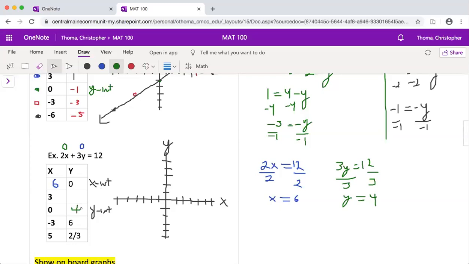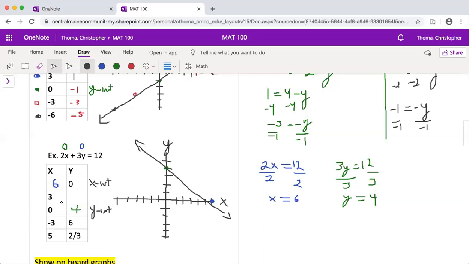Now all you need is 2 points to graph a line. So go over 6, 1, 2, 3, 4, 5, 6, 0. There is my x-intercept. Go over 0 up 4. There is my y-intercept. And you only need 2 points to graph a line. However, I always encourage people to do at least 3 points. Because if all 3 points fall on the line, then you are pretty much guaranteed to be correct, right?